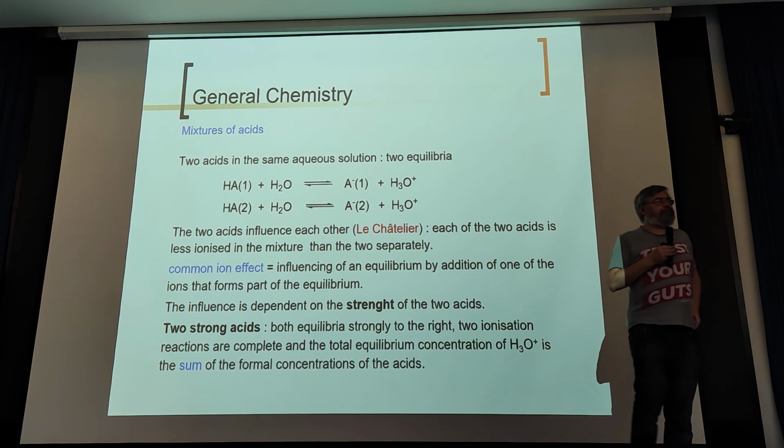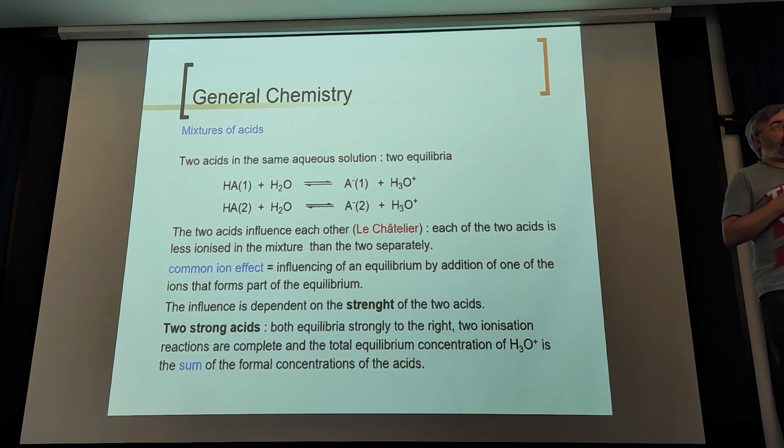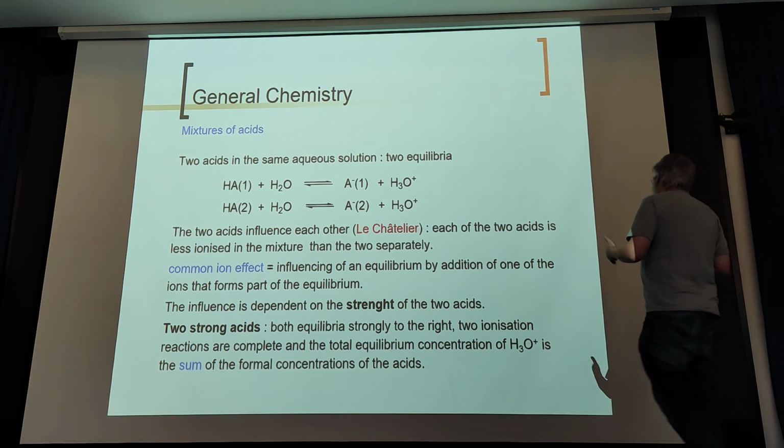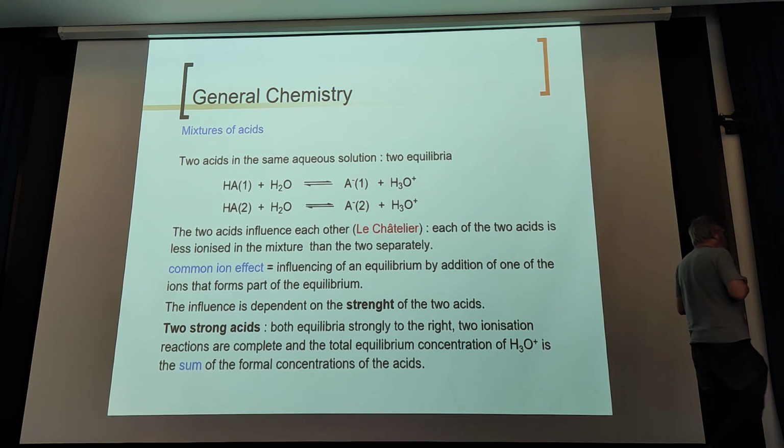Okay, so what happens when we mix one acid with the other? As you can see, in the same solution we will have two equilibria. But these two equilibria are not independent from each other, because as you can see, both ionizations are generating H3O+. So we have some effect, of course, of one onto the other.